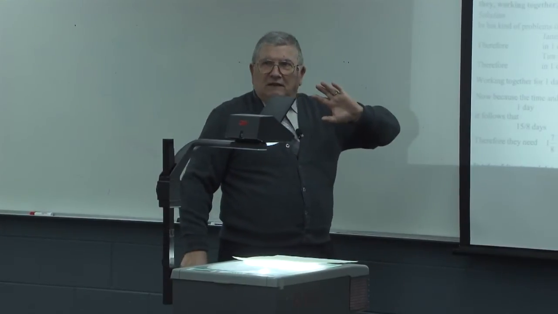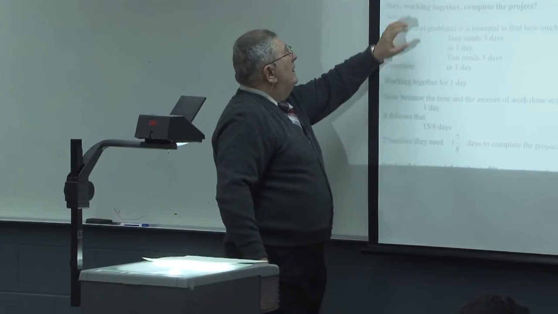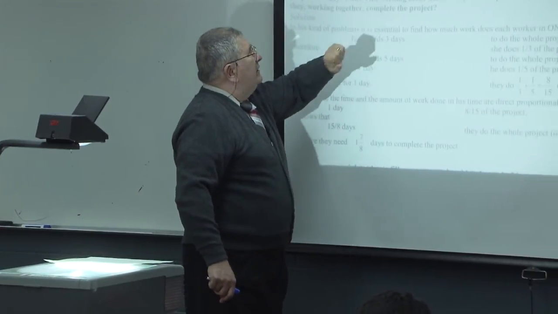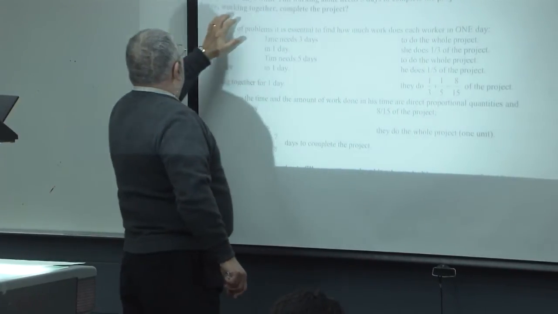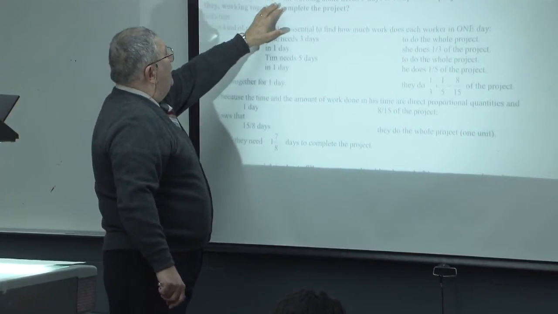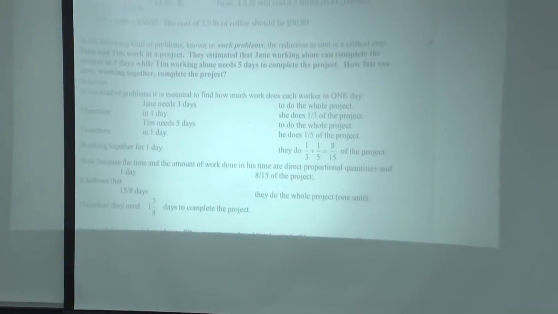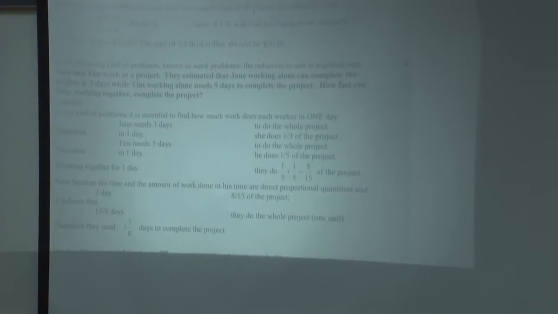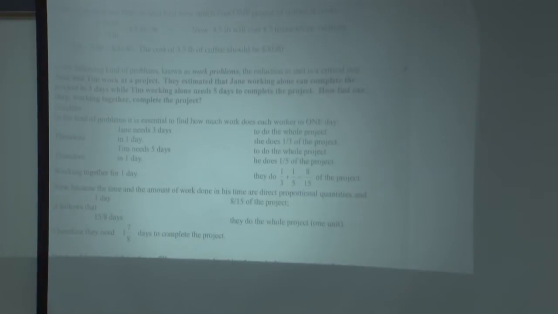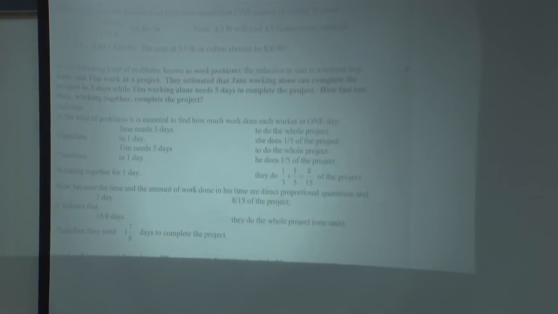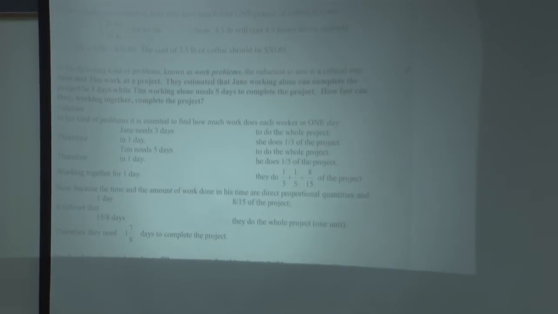What is the kind of problems I'm speaking of? Jane and Tim work at a project. They estimated that Jane working alone completes the project in 3 days, Tim in 5 days. How fast can they complete the work together? Yes? Jane does the work in 3 days.